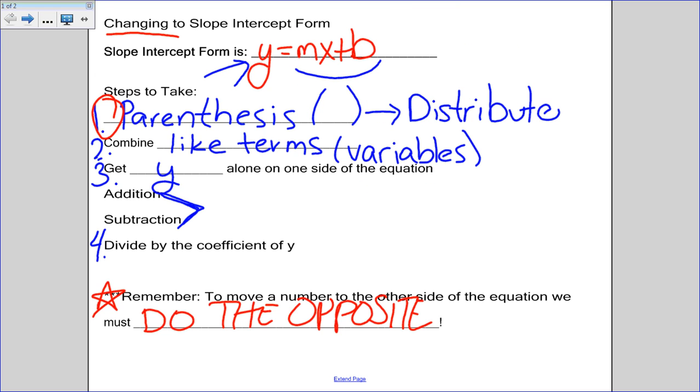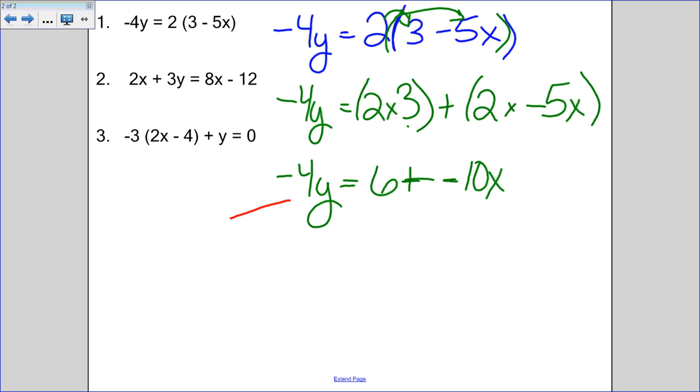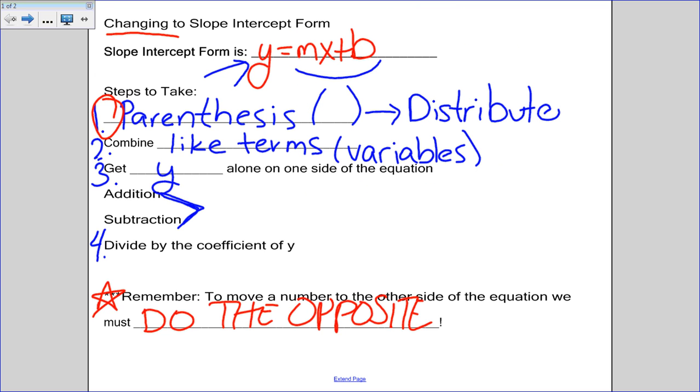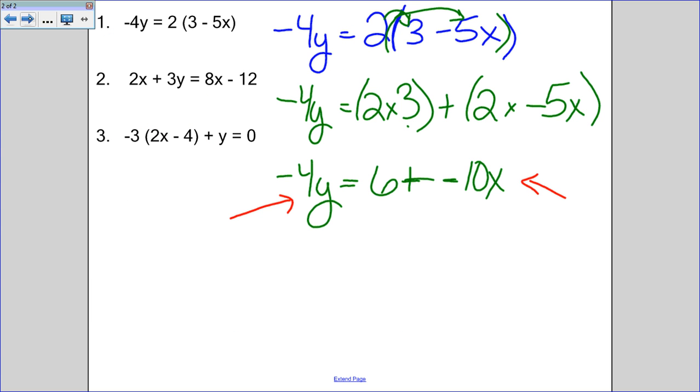Okay, so let's look back. Step 3 here says to get y alone on one side of the equation. Do we have y's on one side, everything else on the other? Looks good, I think so. So our very last one, number 4, divide by the coefficient of y. What is y's coefficient here? I see a negative 4 in front, so I need to divide both sides by negative 4, okay?